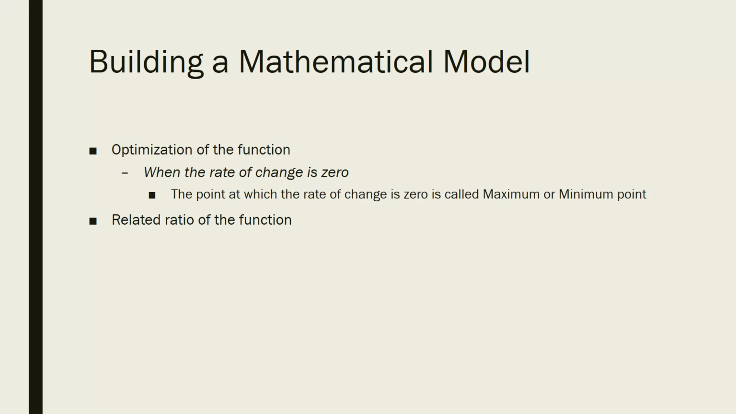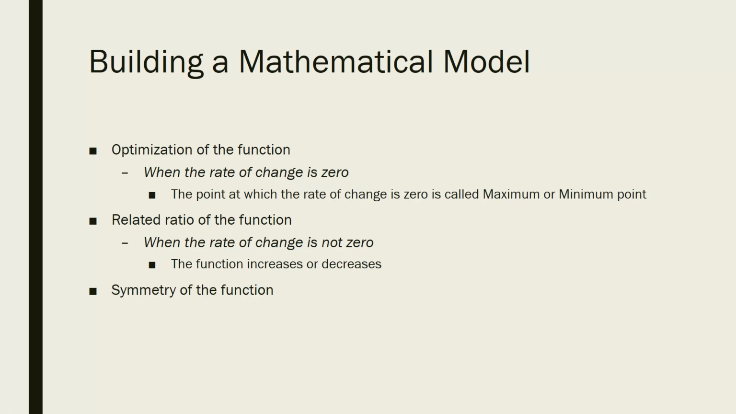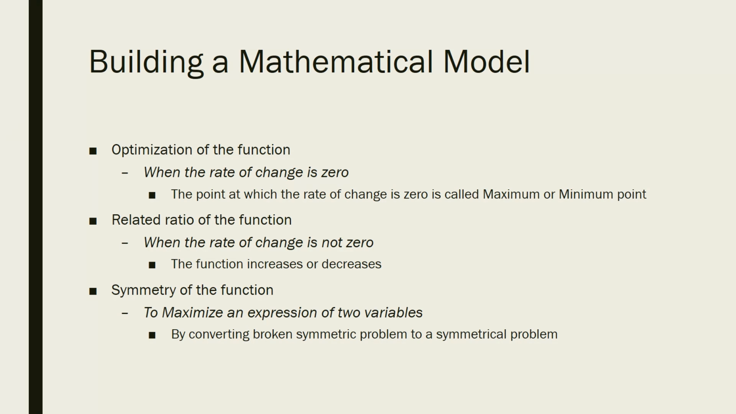The second is related rates of the function. It is when the rate of change is not zero and the function keeps increasing or decreasing. And another would be symmetry of the function. It is used to maximize an expression of two variables. It can be done by converting a broken symmetric problem to a symmetrical problem.